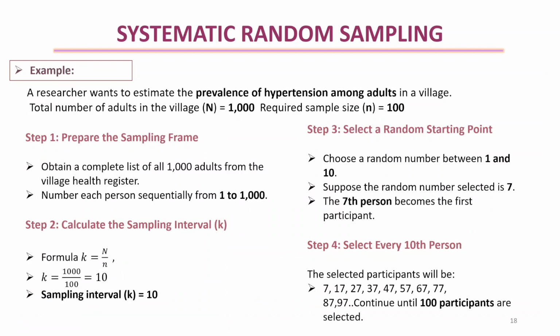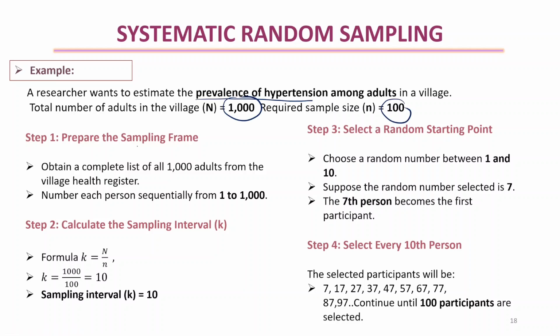Let's understand this with an example. A researcher wants to estimate the prevalence of hypertension among adults in a village. The total number of adults in the village is 1000 and the required sample size is 100. So how will we do systematic random sampling?